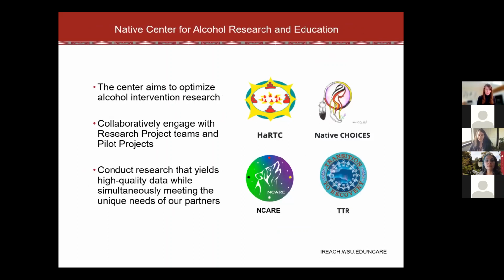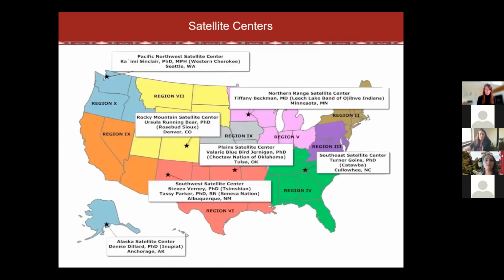The NCARE Center aims to optimize alcohol intervention research for public health in general, and our Native community partners in particular. We have accomplished this goal by collaboratively engaging with research project teams and with the pilot projects to conduct research that yields high quality data while simultaneously meeting the unique needs of our partners.